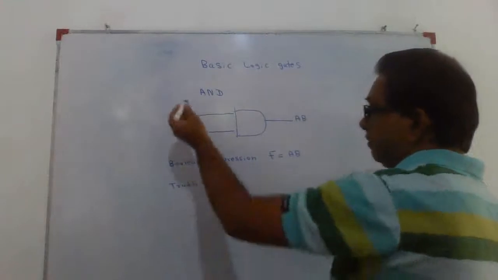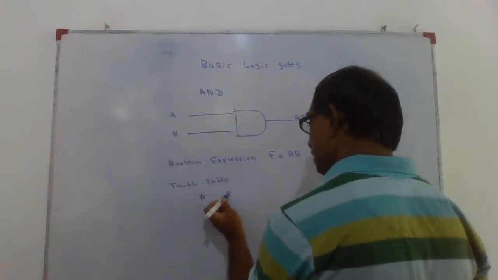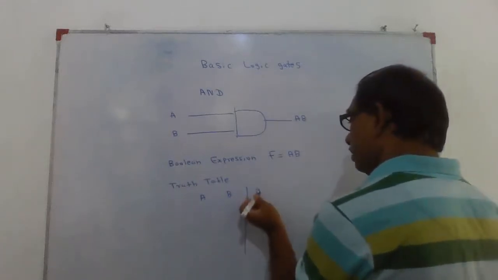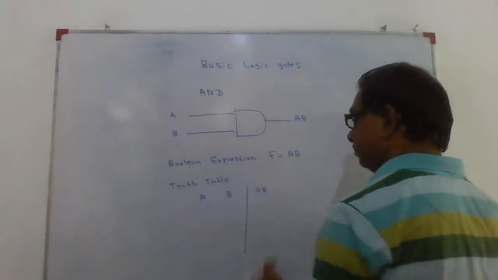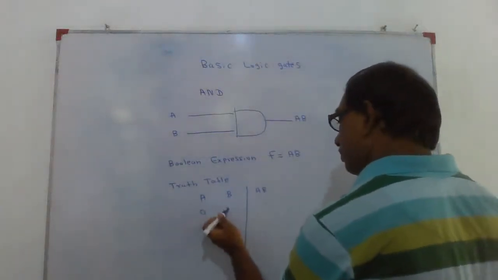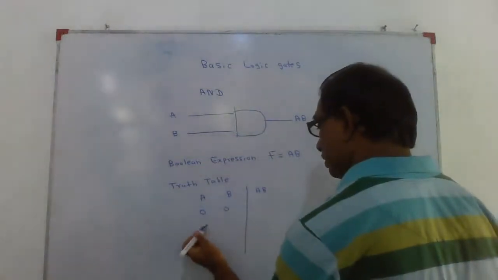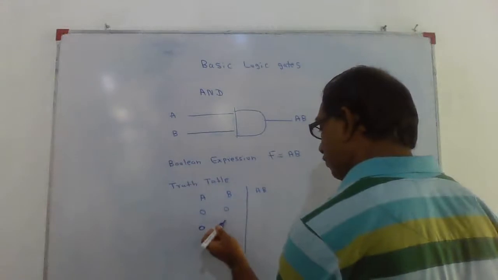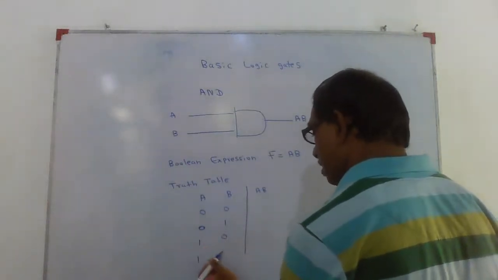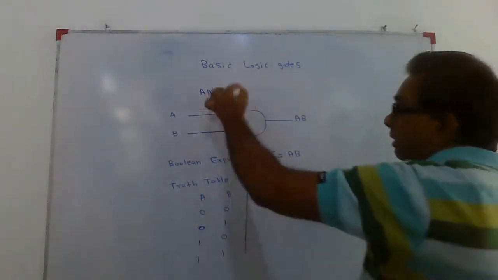Now it is easy. We have only A and B. So we go for output A and B. Now you know the combination: 0 and 0, 0 and 1, 1 and 0, 1 and 1. Right. This is the AND gate.